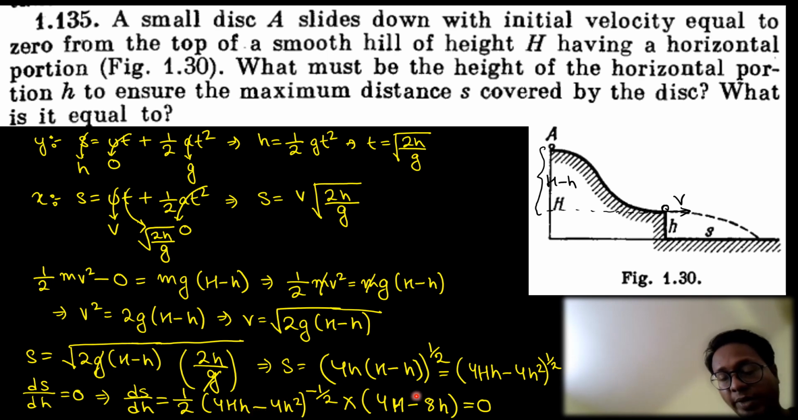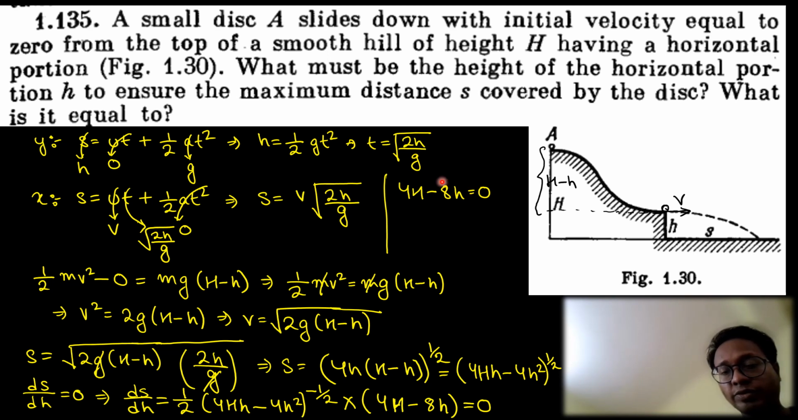So the only remaining option is that this term should be 0, or 4H minus 8h should be equal to 0. Out here, 4 capital H minus 8 small h should be equal to 0 for h to be maximum. We cannot make the other term 0. If it becomes 0, then this entire term becomes infinity. Check: minus 1 by 2 means the term goes to the denominator, and anything divided by 0 in the denominator is nothing but infinity. So our only option is making this term equal to 0.